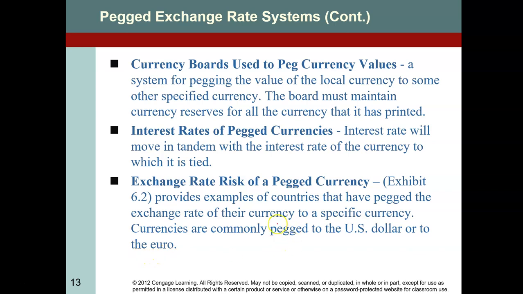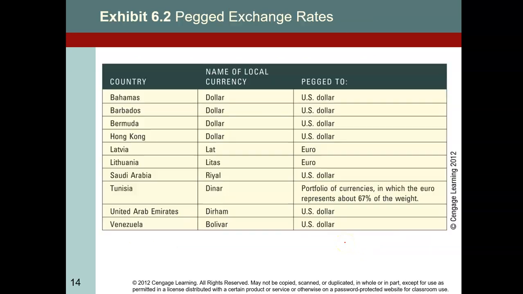Okay, so if a country's currency is pegged to the US dollar or euro, then the board must maintain the reserves for that currency, and the interest rate will move as that currency is moving. For example, the Bahamas is pegged to the US dollar. Barbados, Bermuda, and Honduras are also pegged to the US dollar.